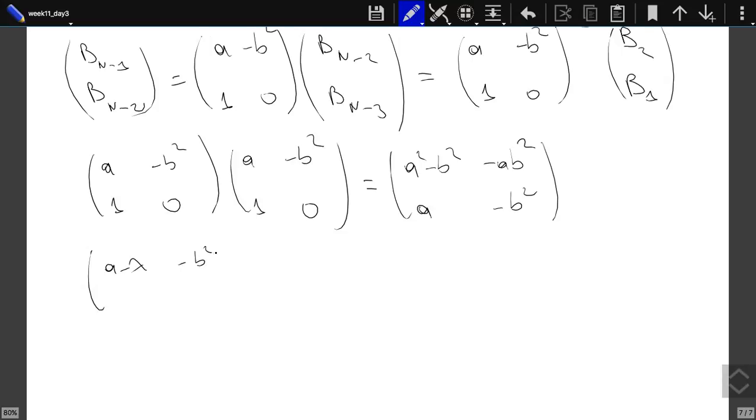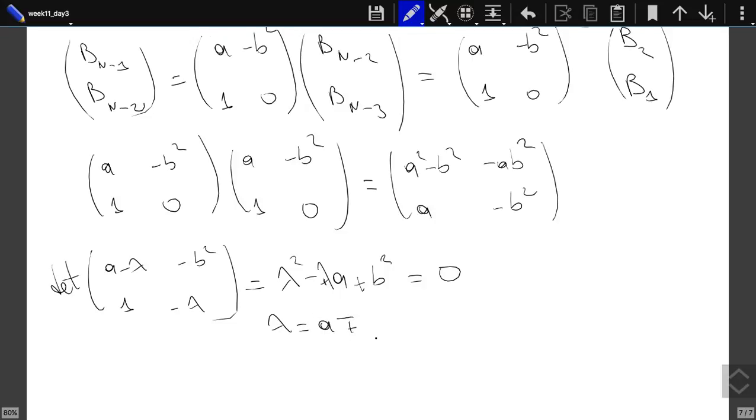The matrix A minus lambda, minus B squared, 1, minus lambda. The determinant of this should be equal to 0. This is equal to lambda squared minus A lambda plus B squared. Not A squared, lambda A. This should be equal to 0. Lambda is equal to A plus or minus the square root of A squared minus 4B squared, divided by 2.